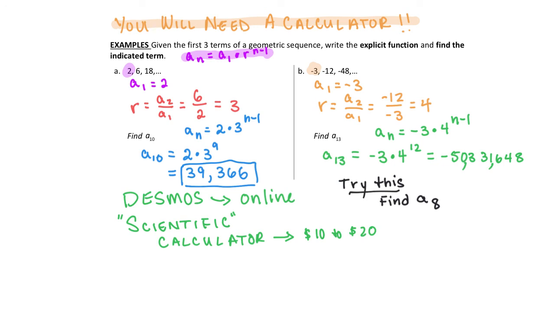I want you to try one on your own. For this exact same sequence, see if you can find a sub 8, or the 8th term in this sequence. If you did it correctly, you should get negative 49,152.